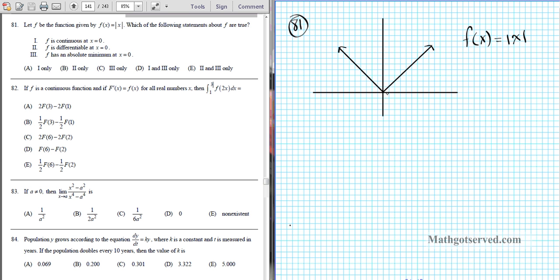Is this function continuous at x equals 0? Absolutely. f of 0 is defined. So option 1 is a check. This is a continuous function.